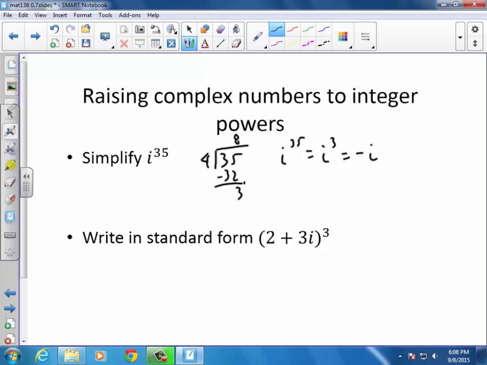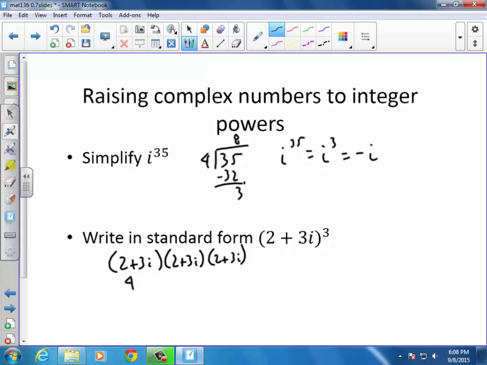Write in standard form the last one, 2 plus 3i to the 3rd. Okay, well if you expand this through binomial expansion, 2 plus 3i times 2 plus 3i times 2 plus 3i. Or you can just go brute force method, FOILing it and then again. You have 2 times 2 is 4. You got 3i times 2, which is 6i. And another 3i times 2, which is 6i.